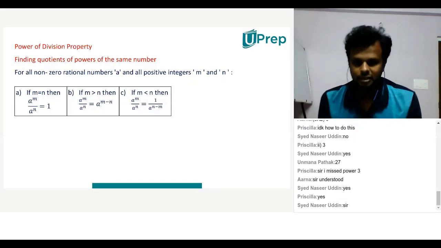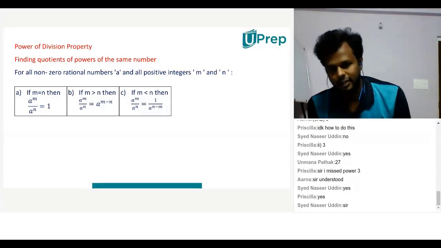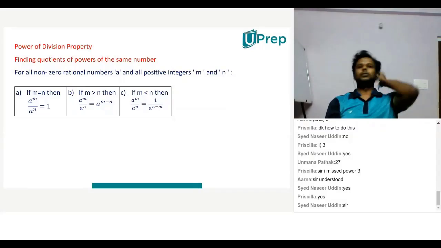Children, this is the meaning of division. 3 power 5 means 3 is written 5 times in the numerator. So 3 power 5 divided by 3 power 3 can be written as 3 power 5 minus 3. This is called the quotient law.